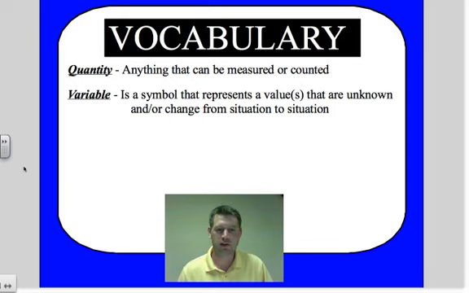The second one is variable. It is a symbol that represents a value or values that are unknown and or change from situation to situation. So variables are big keys, you need to know is unknown. So as you write those two down, you could pause the video and copy the rest of that down. The key, I would underline unknown on that one.